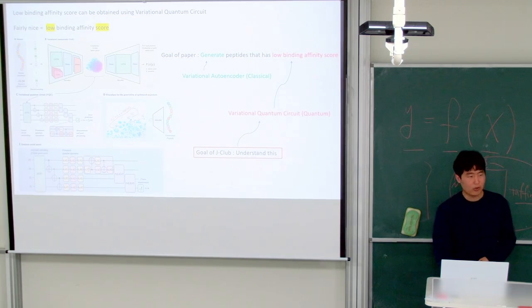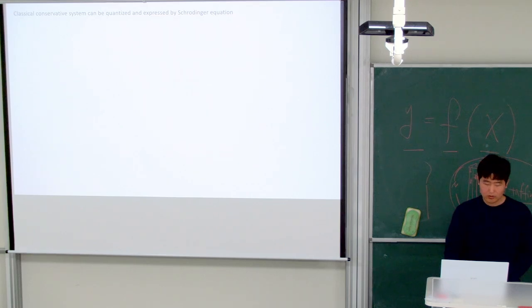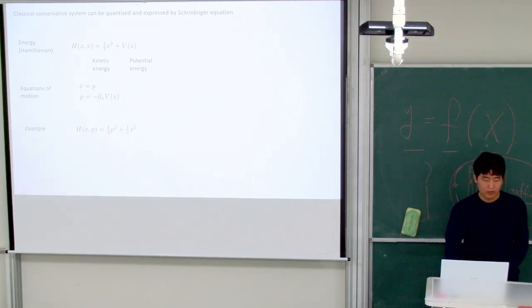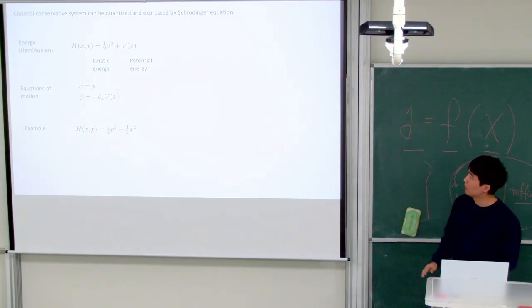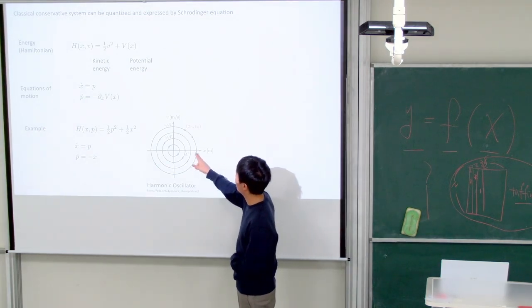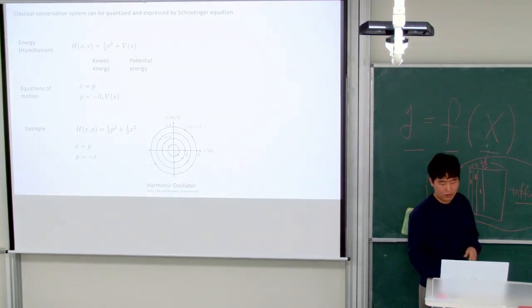Okay. So in order to understand this quantum circuit, let me start from the very beginning of quantum mechanics. In classical physics, the energy is defined by a function like this. Here, 1/2 v squared is the kinetic energy, and V of x is the potential energy. Using the energy, you can define the equation of motion like this. For instance, if you have the potential energy like the square of position, the above v should be p, the momentum. Then you obtain the equation of motion like this. If you draw the phase space diagram, you can see the rotation of particles around circles.